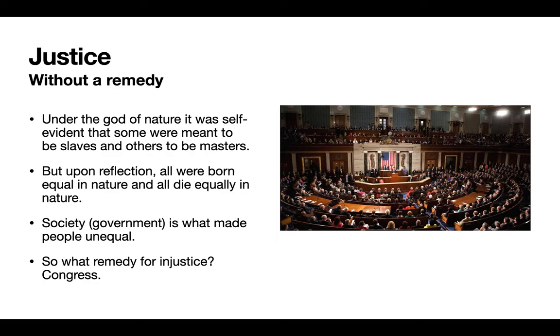But acknowledging or understanding, pointing out that that's the contradiction. It's not nature that makes us unequal. It's us. We make each other unequal in our social arrangements, what we call government. And so what was their remedy for this?